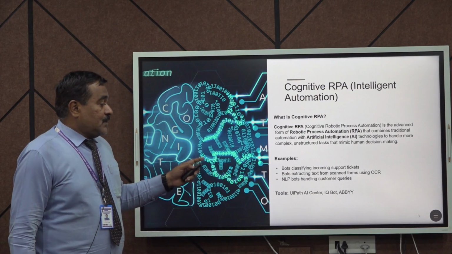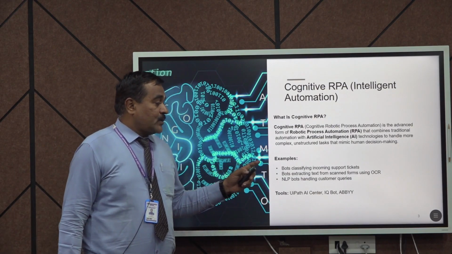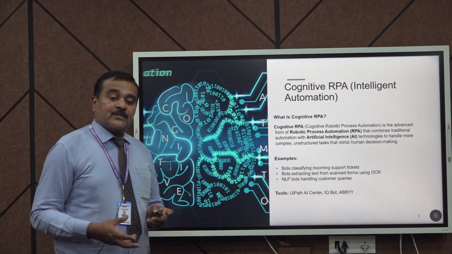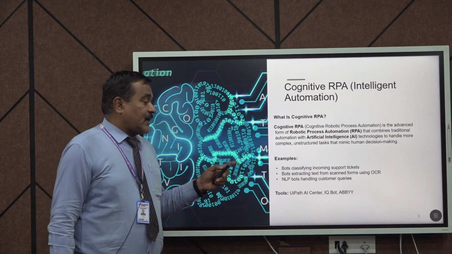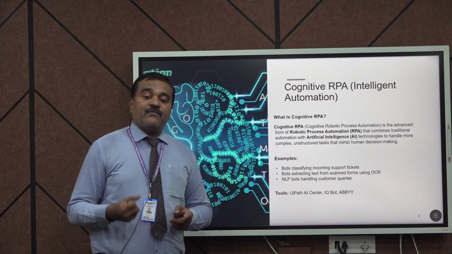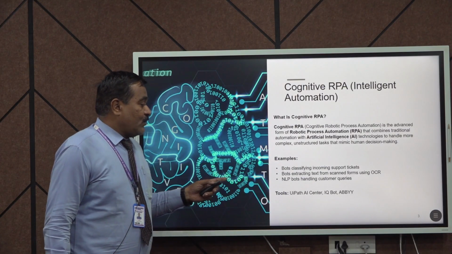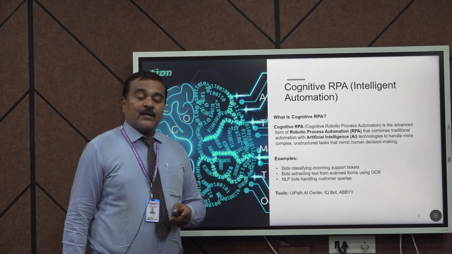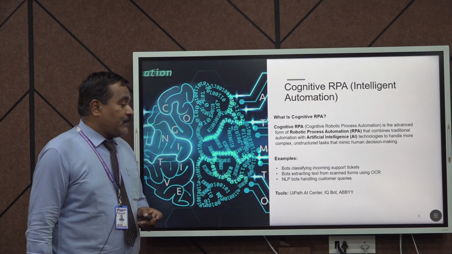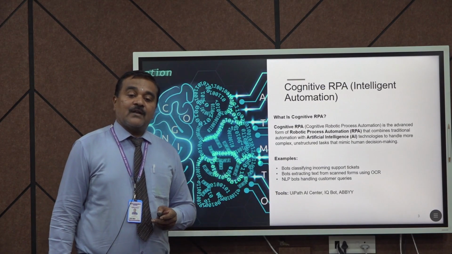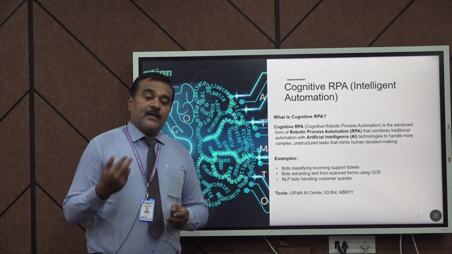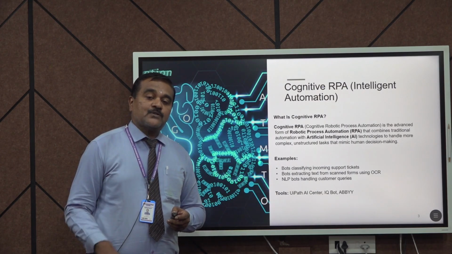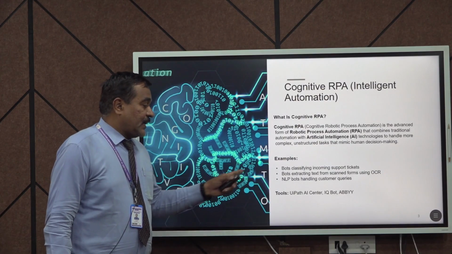For example, pods classifying incoming support tickets. You know very well about ticket collections, like RedBus or everything. They directly connect to the classification of the incoming tickets and what level we need to concentrate on. The second one is the pod extracting text from scanned forms using OCR. And NLP pods handle customer queries, deciding what level of customer queries we need to escalate, and finally fine-tune based on your grievances and what kind of problem has to be solved. So everything is done by using the NLP pods.